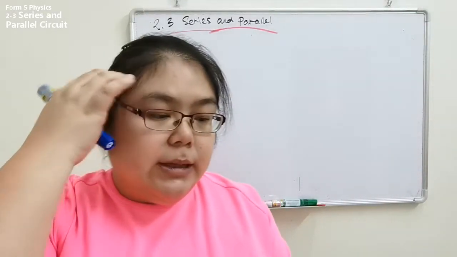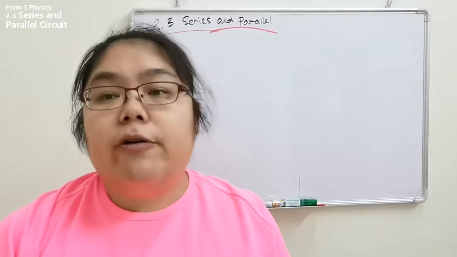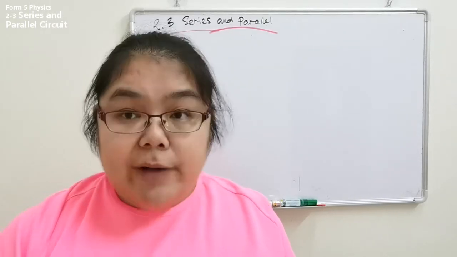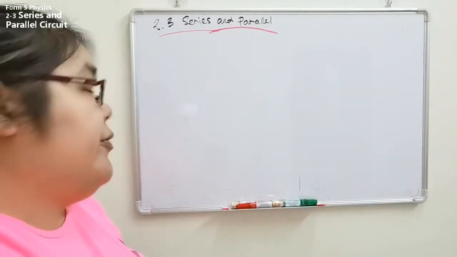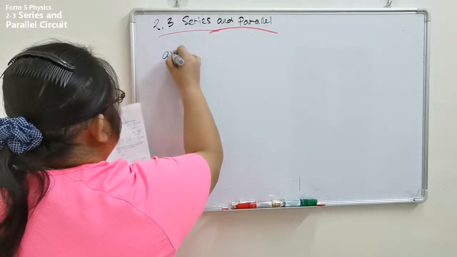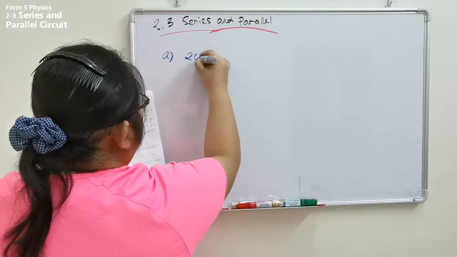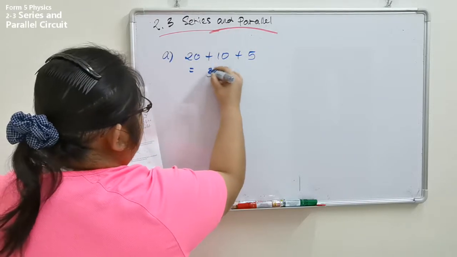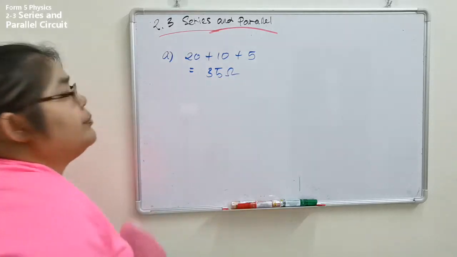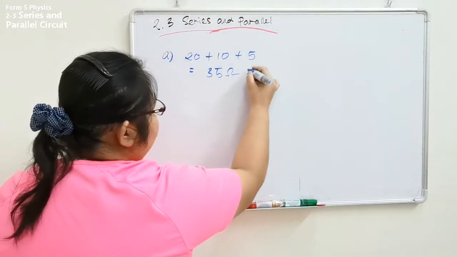They ask you to determine the effective resistance for the following circuit. So from here, find all the resistances. Let's see A. A is easier because it's a series, so for A we just add together: 20 plus 10 plus 5. Remember the unit, it's 35 ohm. So this one is A.